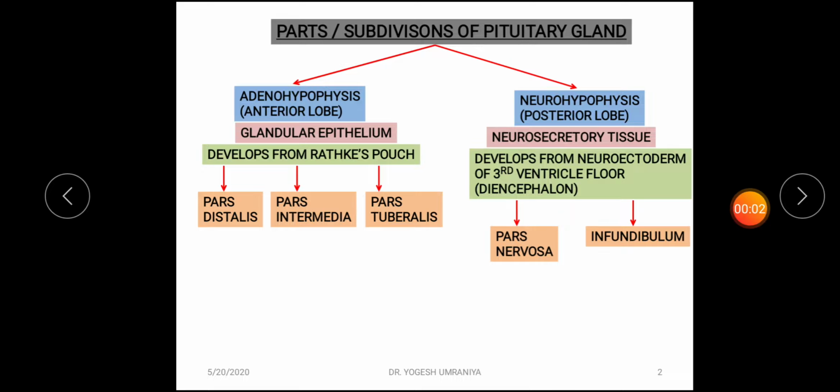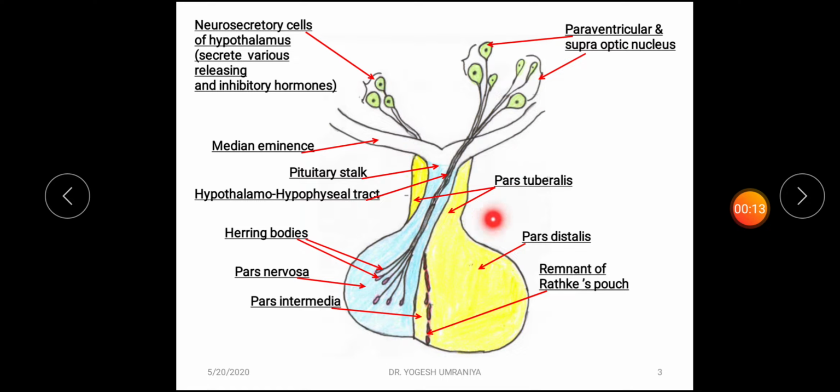So, after discussing the parts and subdivisions of the pituitary gland in a flow chart, we will see all the parts in a schematic diagram. So, this is the schematic diagram of the pituitary gland. Here you can see the yellow color, that is the area representing the anterior lobe, and this sky blue color area is representing the posterior lobe. Remember that the anterior lobe is also termed the adenohypophysis, and the posterior lobe is termed the neurohypophysis.